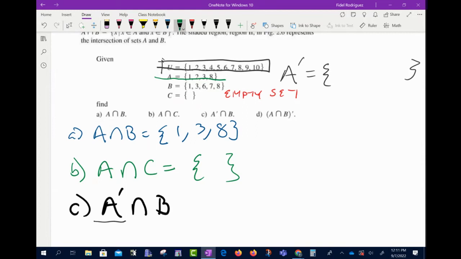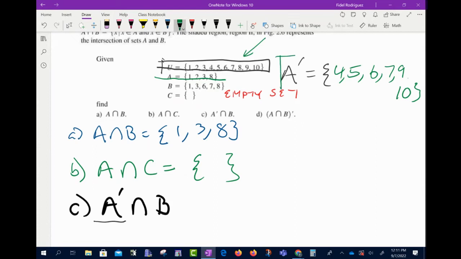I don't want to use 1, 2, 3, or 8. So if I'm going to pick the numbers that are here that are not the numbers 1, 2, 3, or 8, does anybody know what would be the first number we would start off with? 4, right? We'd say 4, 5, 6, 7, not 8, but 9 and 10. Okay. So there's my set A complement.